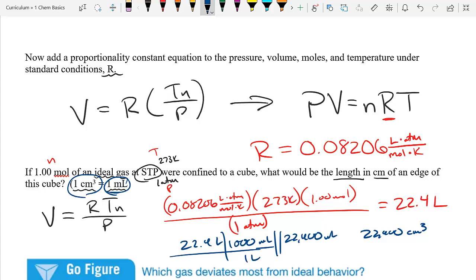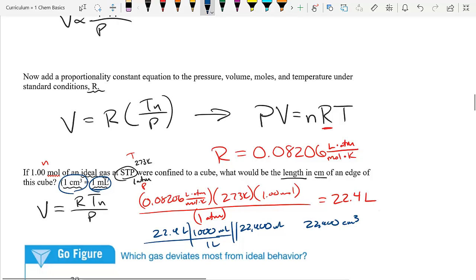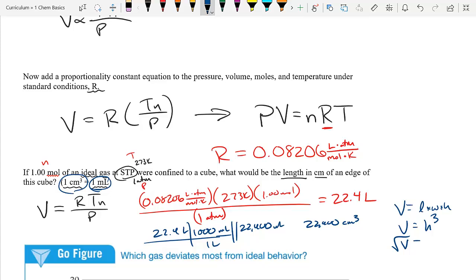So we just said that this is a cube. Recall that a cube has a volume equal to the length times width times height, and those are all equal values. So really, our volume is going to be equivalent to the height cubed. If I do the cube root of volume, that gives me the height. So really, we just take the cube root of our 22,400, and that's going to get us what we need. So plugging that in, I get 28.2 centimeters as my height.